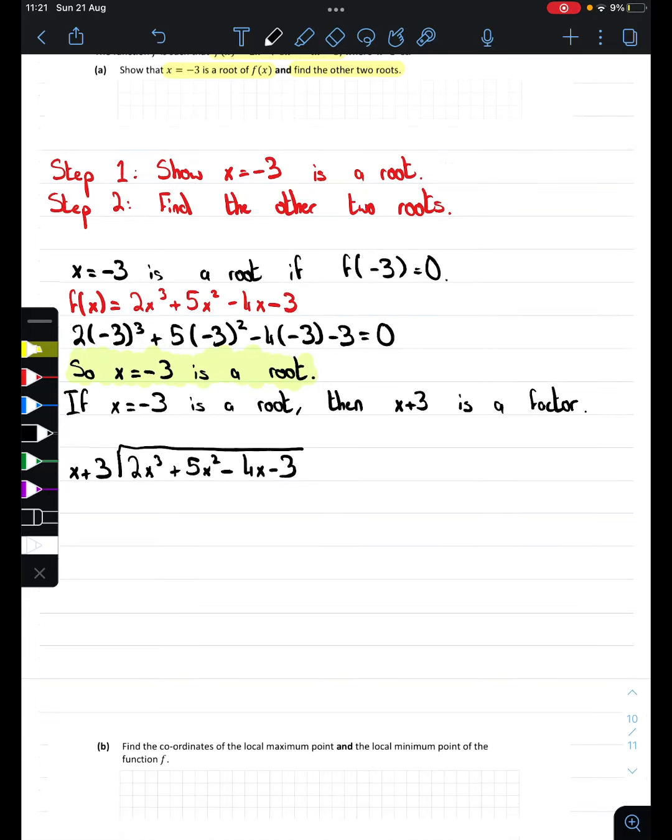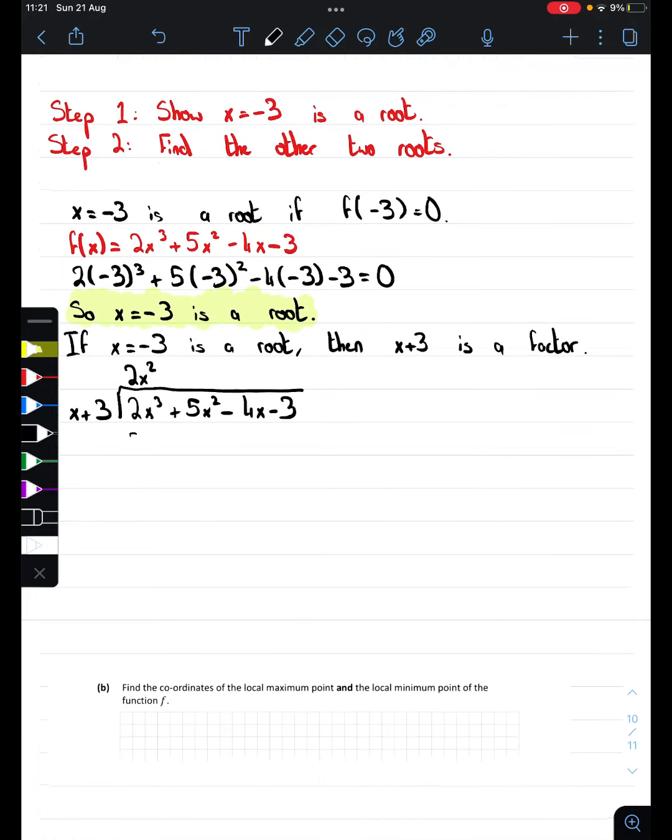So x goes into 2x cubed, 2x squared times. So we get 2x cubed plus 6x squared. Then minus, change sign here. Get a 0 and a minus x squared. So x goes into minus x squared minus x times. So minus x by x is minus x squared minus 3x.